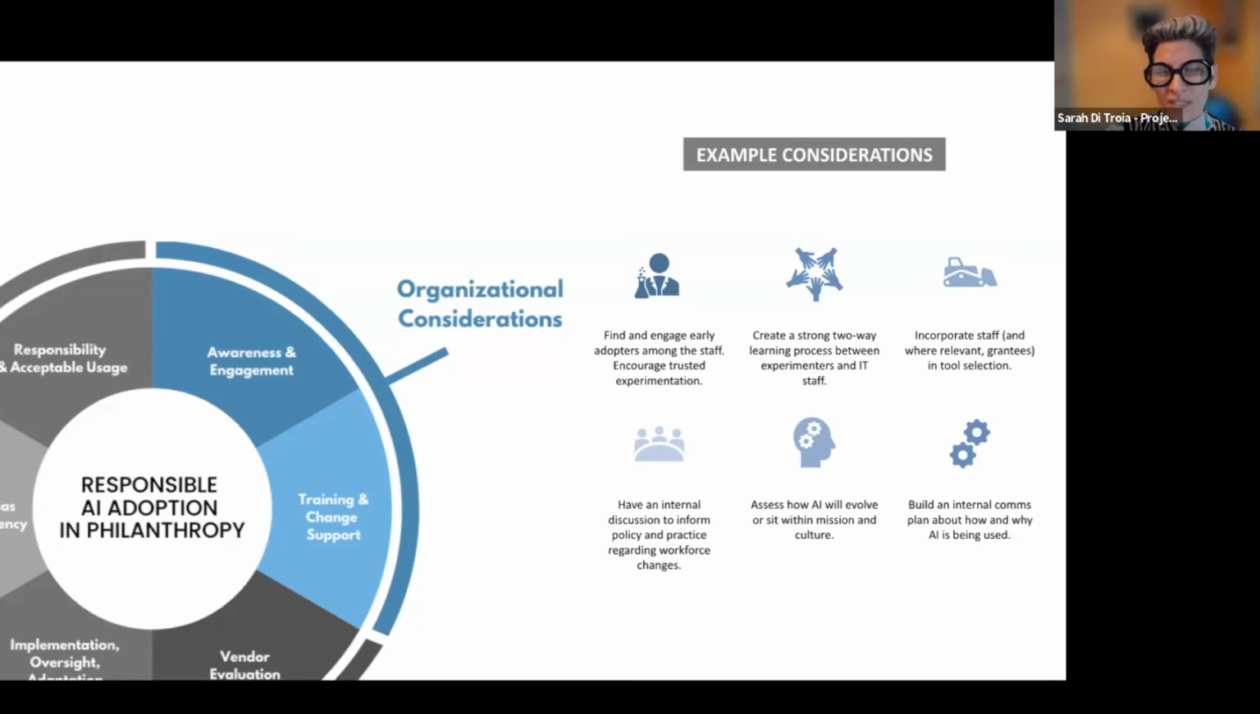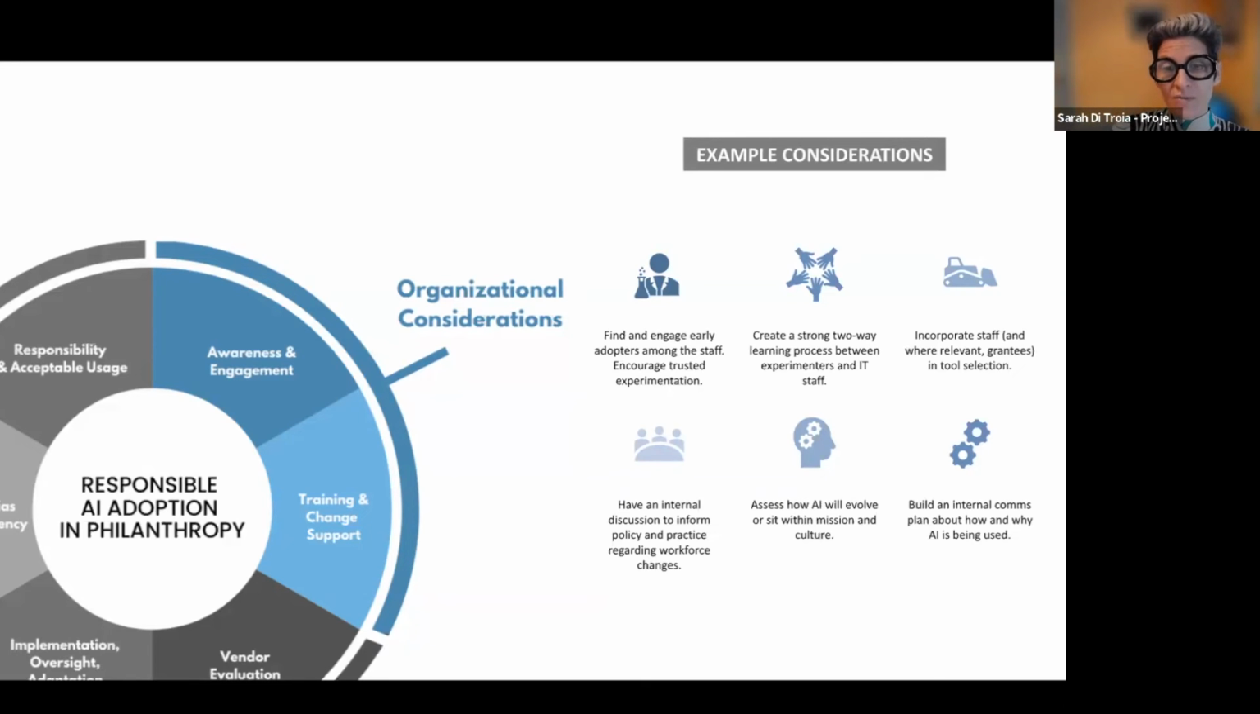Really incorporating staff and, where reasonable, grantees in tool selection. One of the organizations I didn't talk about was a foster care youth organization that was using predictive analytics, and they had foster youth on their design committee. So really thinking about human-centered design: how do you have edge users, the folks who are likely most impacted by the system, be part of designing the system?